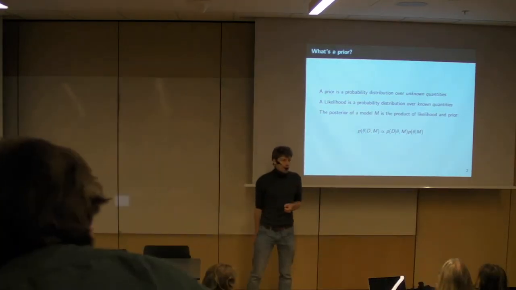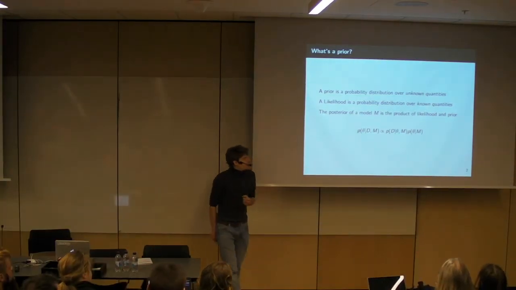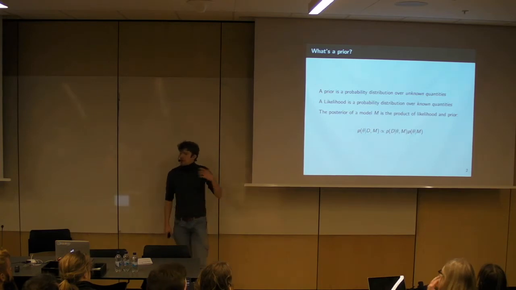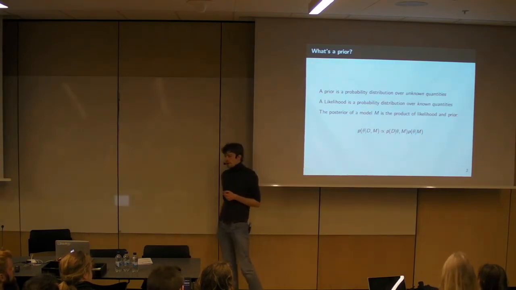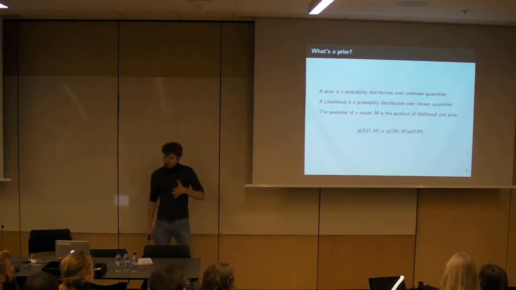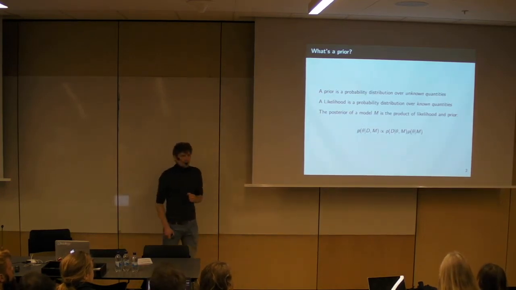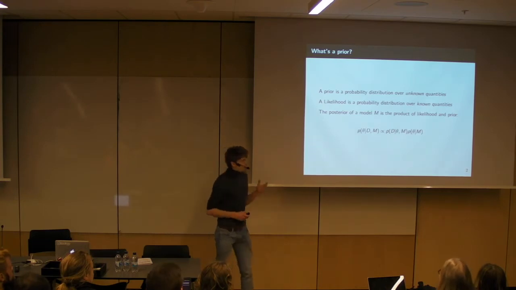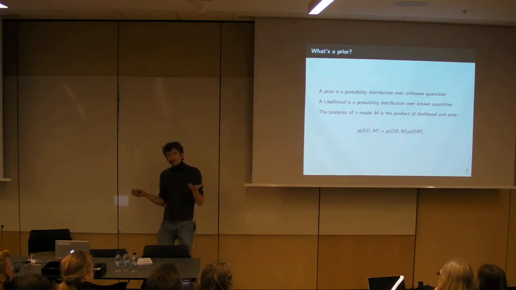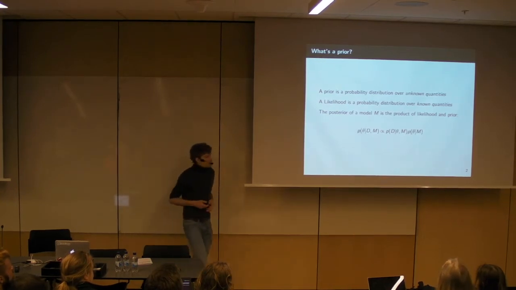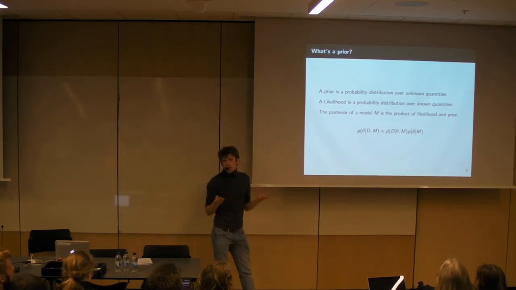So priors, at least how I would define it, are a probability distribution of an unknown quantity, something we want to learn about. And there is the likelihood, which is a probability distribution of some known quantities. The known quantities we usually call data, and the unknown quantities we call parameters, right? But more generally you can just speak about known and unknown quantities.